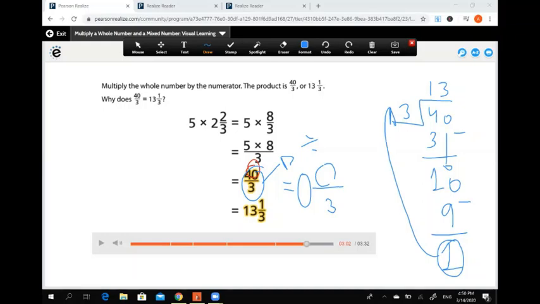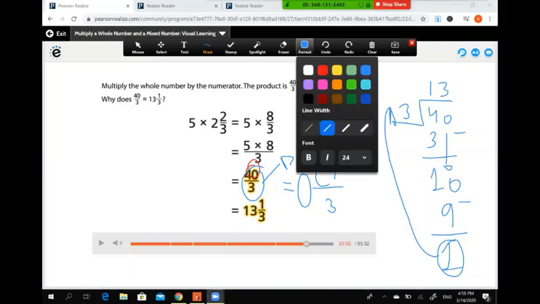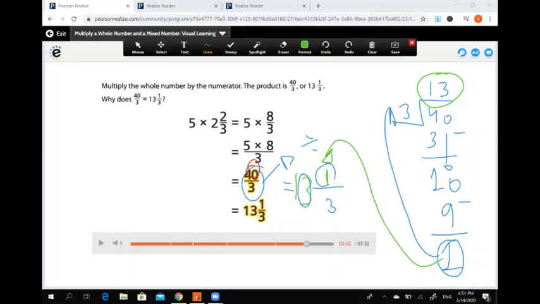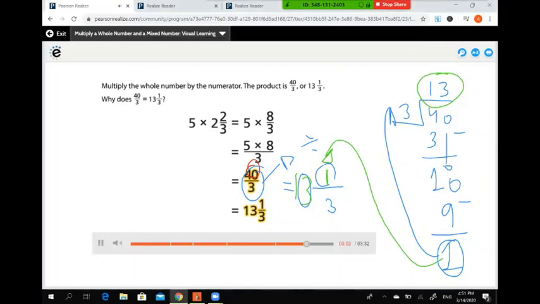Now, the answer. The quotient 13, I will put as the whole number, 13, and the remainder, I will put in the numerator, 1. So 40/3 equals 13 1/3.